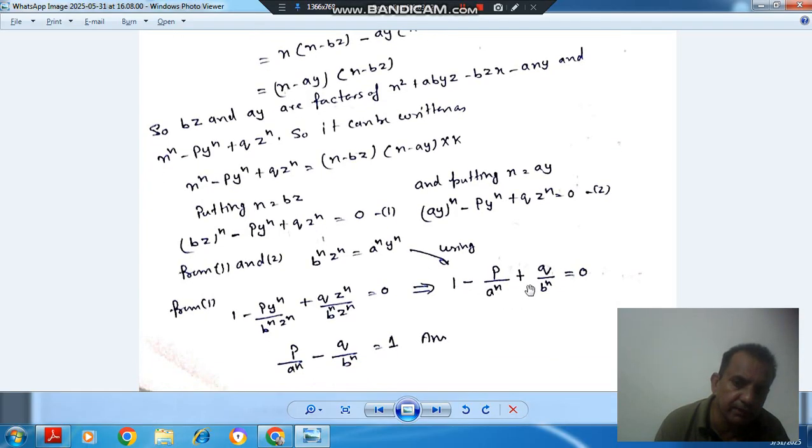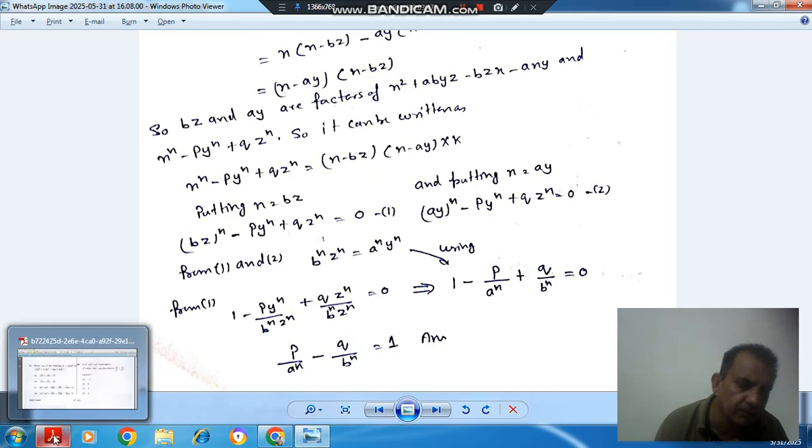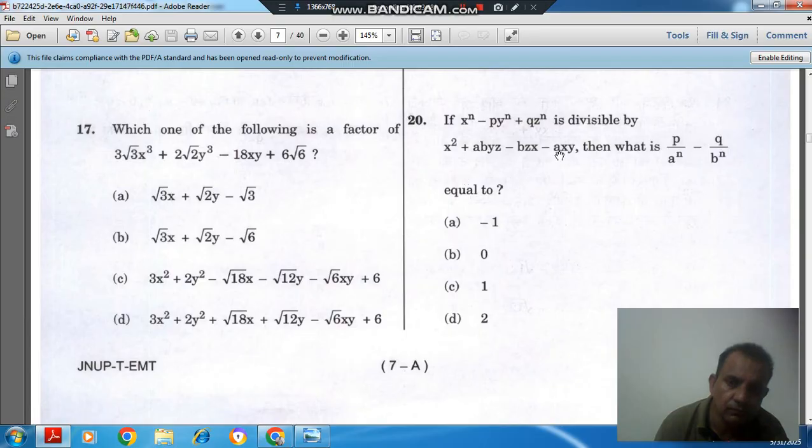Now we can take this on the other side, so this will be (p/a)^n − (q/b)^n equal to 1. So this is required. So the answer is option C. The value of this is 1.